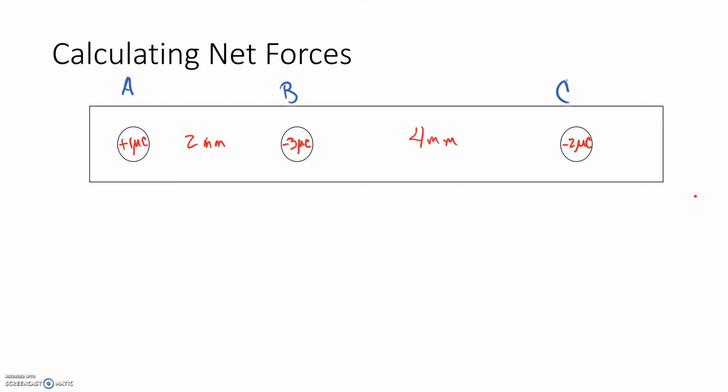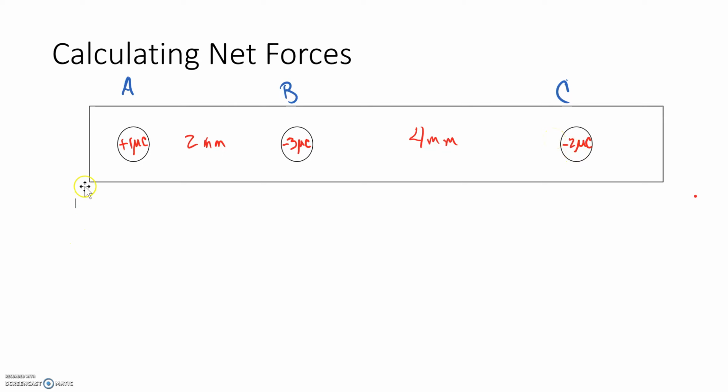All right, so let's do a problem with some math in it. I've put 3 different charges on here, given you the separations, 2 millimeters between the first 2, 4 millimeters between the second 2, and we're going to do some of the calculations. So if I want to look at the effect of charge A on charge C, those are the 2 I'm going to do.